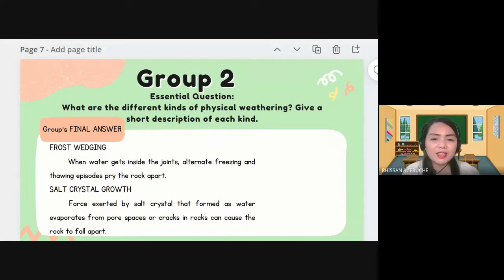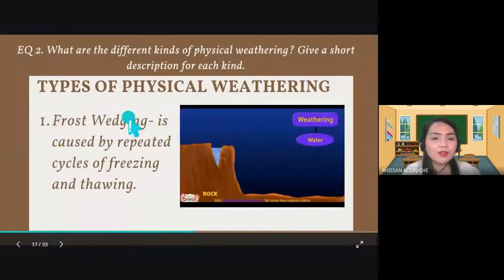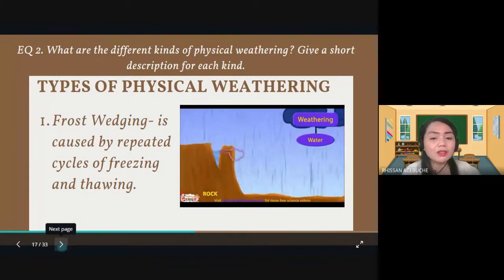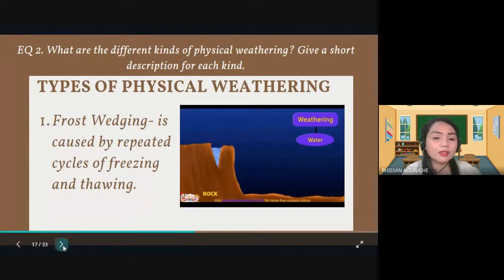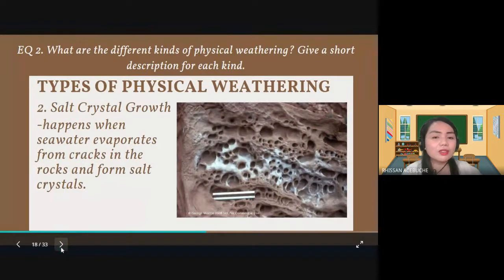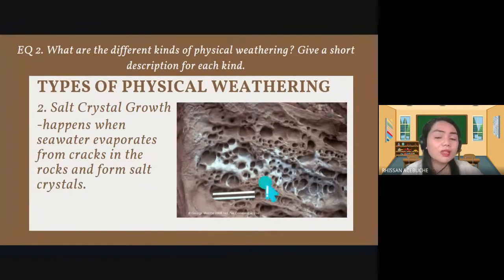Wow, very good. Amazing explanation for that. So again, there are types of physical weathering. The first one that they have discussed is frost wedging. So again, it's freezing and thawing of water, right? And because of that repeated freezing and thawing, the rocks break apart, right? Because when water freezes, it expands. While for the salt crystal growth, when the seawater goes through the pores of the rocks and evaporates, the salt crystals will grow and this will also expand the rocks, causing them to break down. Right, great job, group number two.